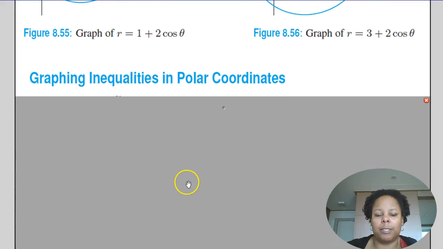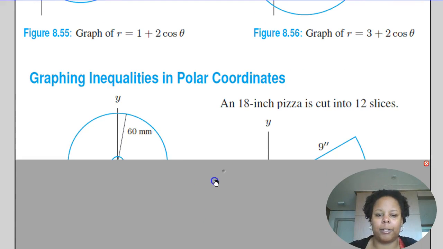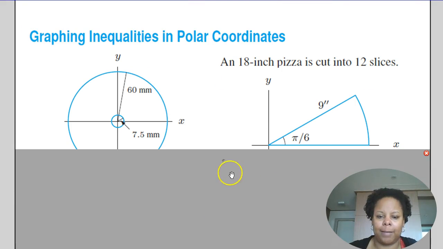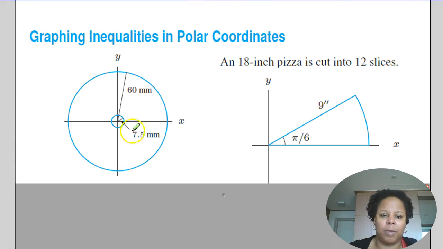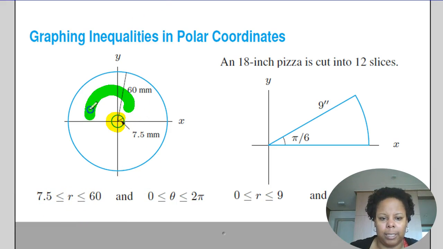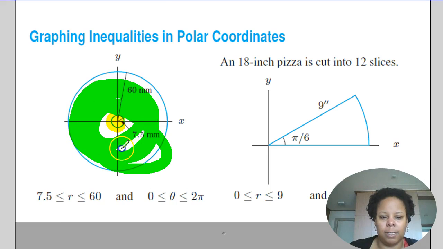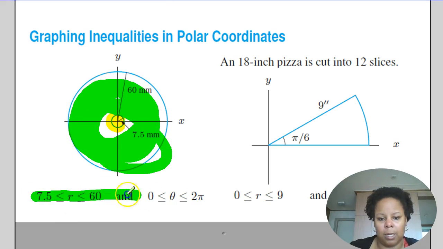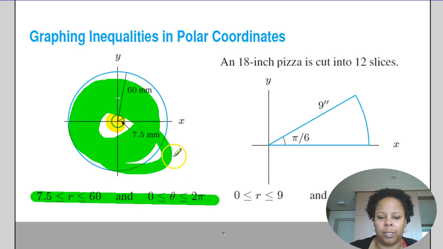Can we graph inequalities in polar coordinates? Yes, you can. We're not actually going to do it, but I want to give you some examples that your book gave. If I want to graph the inequalities of this CD cover, the radius of this little small circle is 7.5, and the radius of this big circle is 60. As a result, as long as my radius is in between 7.5 and 60, I will end up with the interior of the CD cover. And theta can be any value between 0 and 2 pi.